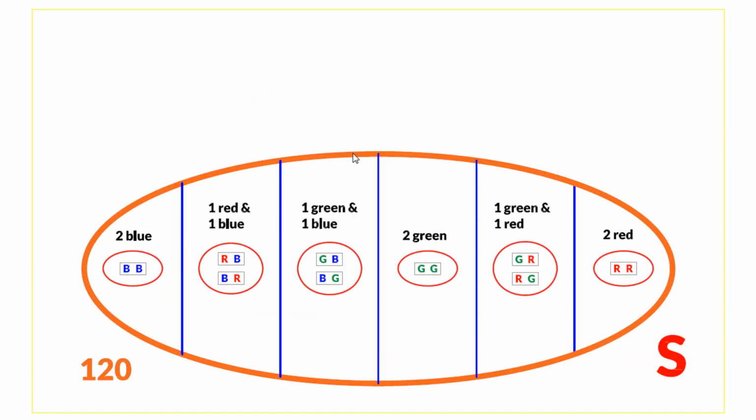So now we have the sample space with all disjoint events. So we will write for each event its corresponding number of elements. So for the event 2 blue, we have 36. For the event of 1 red and 1 blue, we have 45 elements, and so on until we finish.